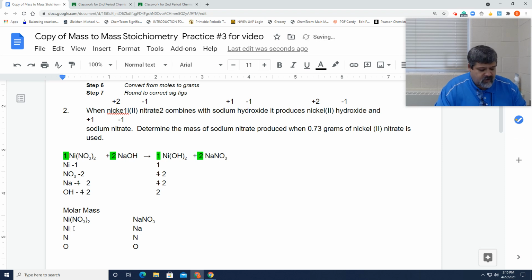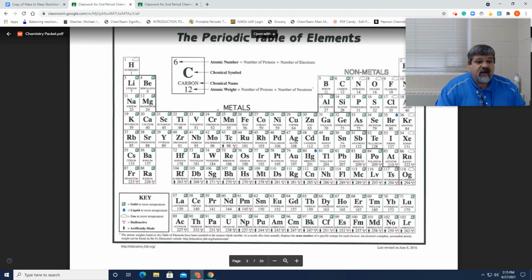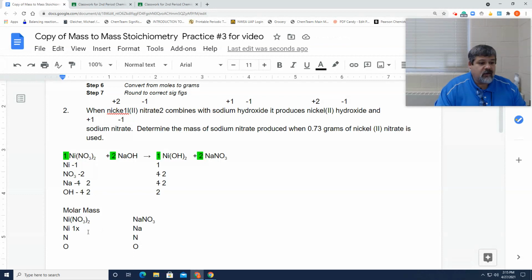Okay, we have 1 nickel, so 1 times whatever the molar mass of nickel is. Let's look at the molar mass of nickel on the periodic table. There's nickel, it's 59. So we'll go back here and put in 59, and 1 times 59 equals 59.